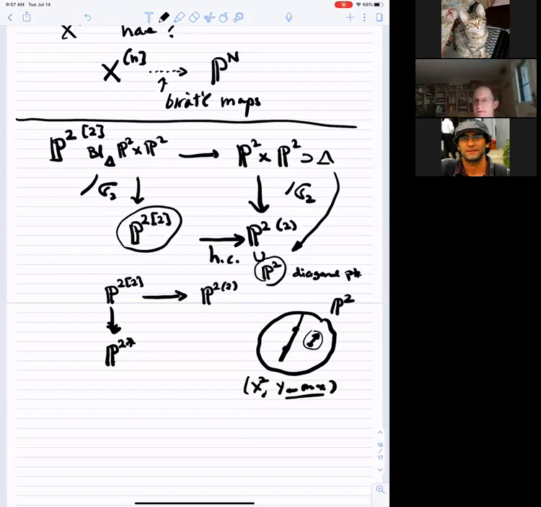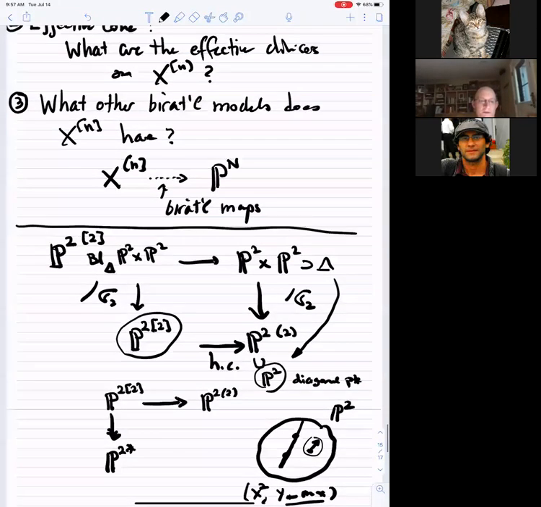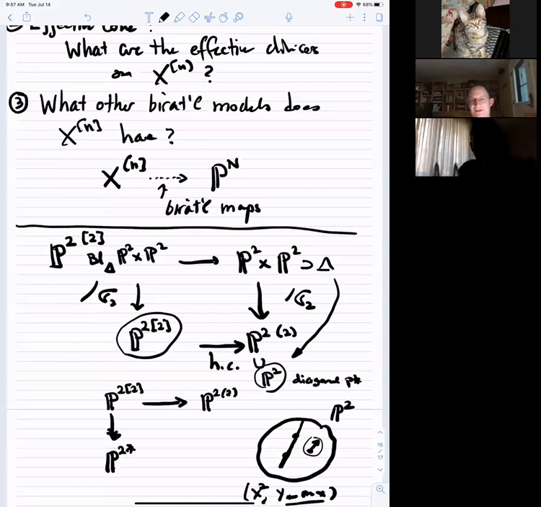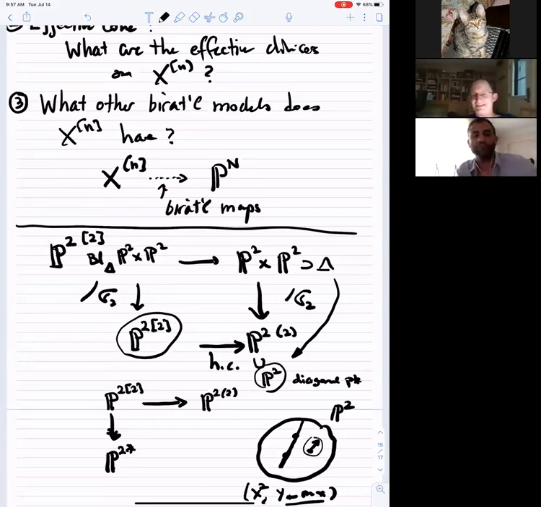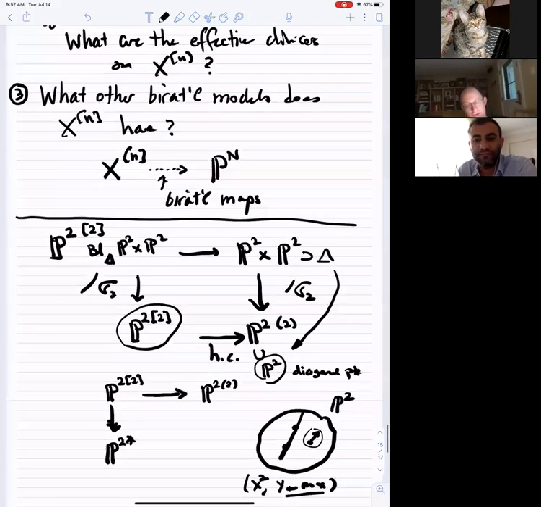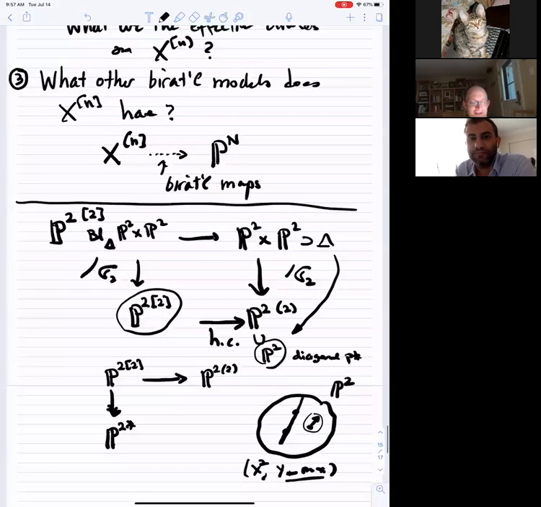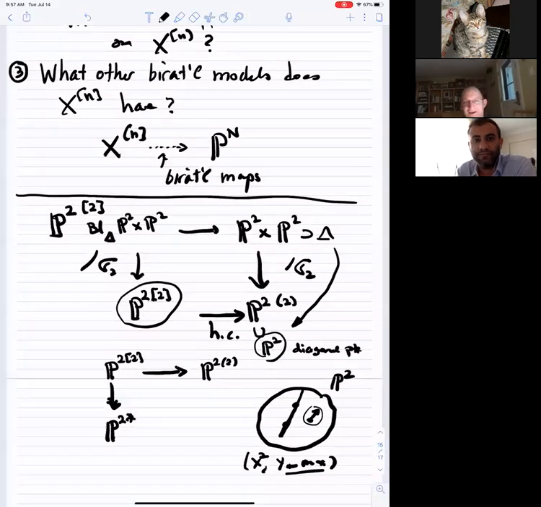Okay, so maybe I'll stop here and see whether there are any questions. So, this was a relatively quick introduction to the Hilbert scheme. You can Google and find lots of more leisurely introductions, but hopefully I drew enough pictures that you see the picture of what these things look like a little bit.